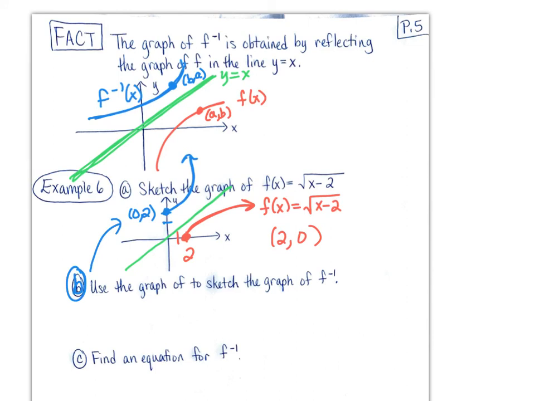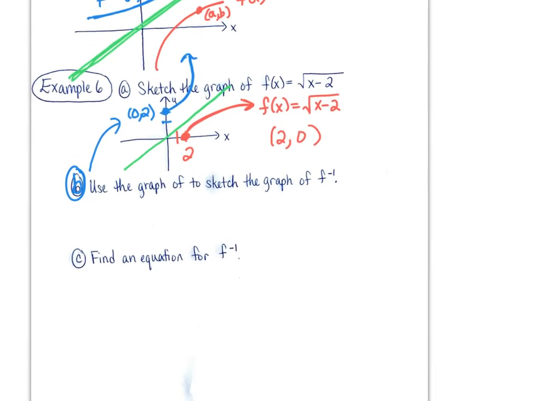And now we want to find an equation for f inverse. In order for us to find an equation for f inverse, what do we need to know about f? Is this 1 to 1? Yes, absolutely. The red part is 1 to 1. It passes the horizontal line test. So f of x is 1 to 1.